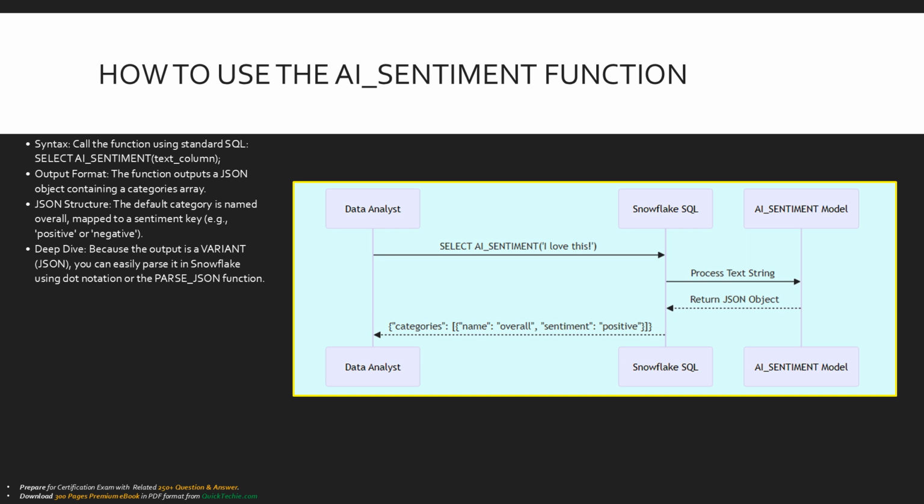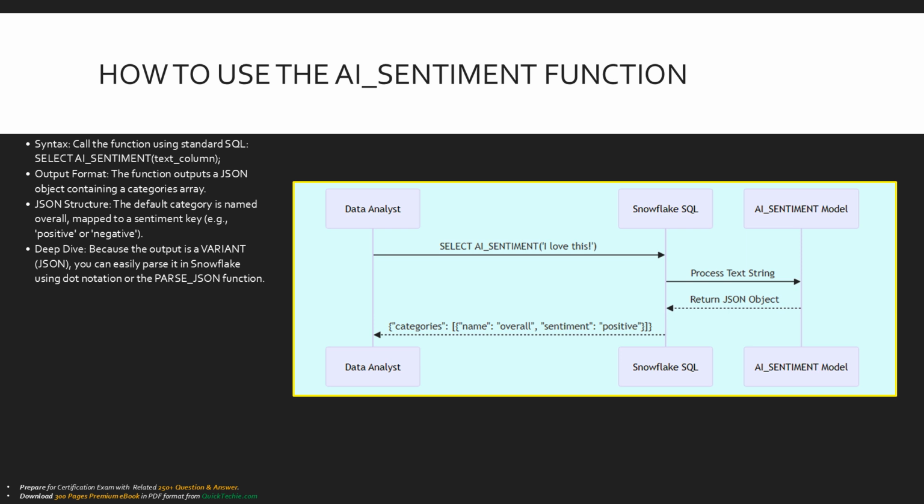This sequence diagram illustrates the simplicity of the execution flow. The data analyst starts the process by submitting a standard SQL query containing the AI sentiment function and a text string. The Snowflake SQL engine securely passes the string to the underlying AI sentiment model. The model evaluates the text, calculates the tone, and returns a perfectly formatted JSON object. This JSON showing an overall sentiment of positive is then seamlessly delivered back to the analyst's result set, ready for further analytical processing.